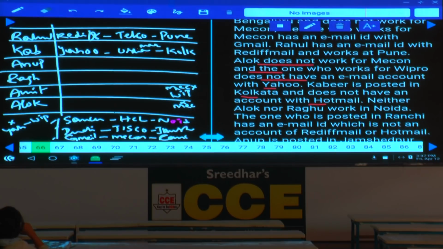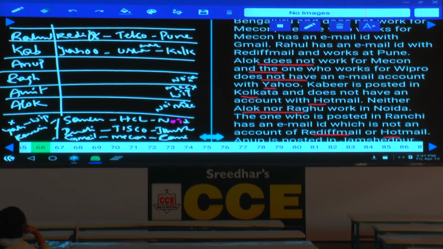The next one: neither Alok nor Raghu work in Noida. For Alok, Noida is ruled out, isn't it? And as Noida is ruled out for Alok, and neither Alok nor Raghu, for Raghu, Noida is also ruled out. Hence, this Noida cannot be Raghu and Alok. Then, the one who is posted in Ranchi has an email ID which is not an account of Rediff or Hotmail. Whatever this Ranchi is, it has neither Rediff nor Hotmail, isn't it?